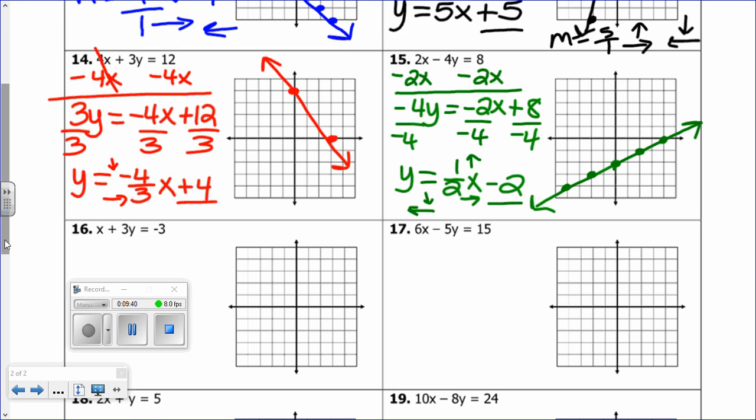So what I want you to do is pause the video, and then I want you to do the rest, 16 through 21, and then come back and check your work. Please give it a try first before you watch the solutions. So pause the video, and then you try.